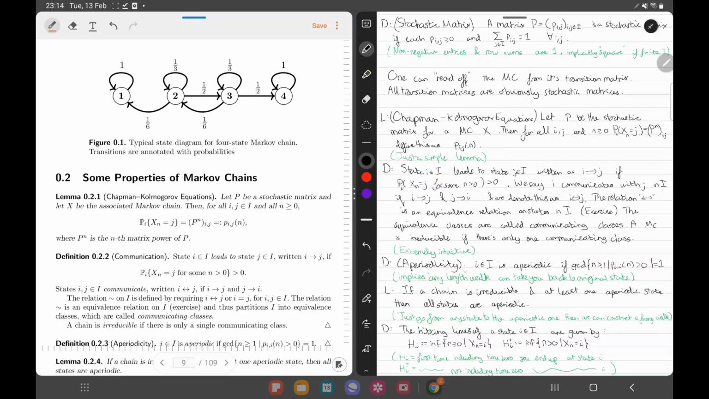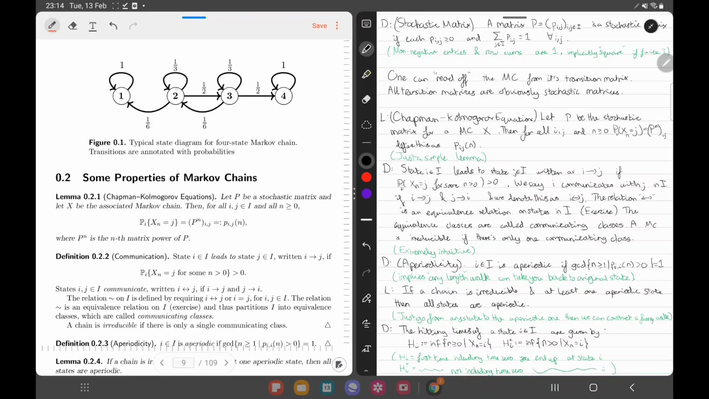So here, yes, 2 talks to 1 because there is an arrow directing from 2 to 1. Here it really says that, given that you've started at state i, you can end up at state j for some n in the future. So after some number of time steps, you can end up talking to that. So yes, 2 does talk to 1 because there's a direct arrow pointing towards it.